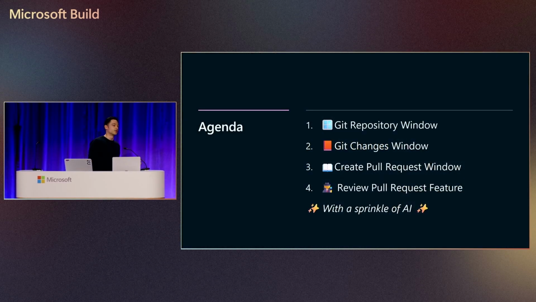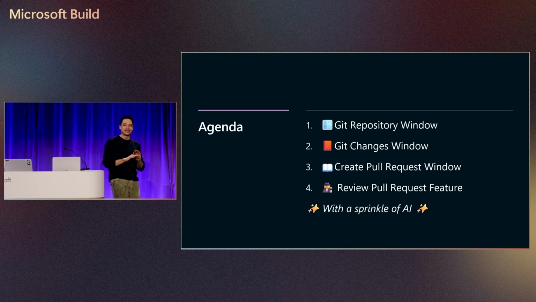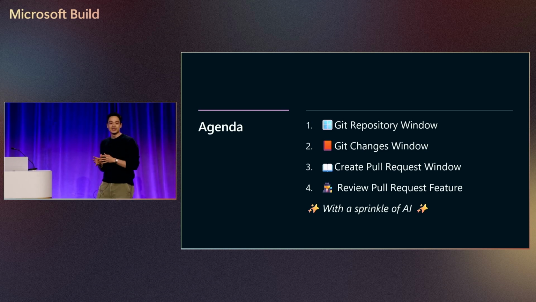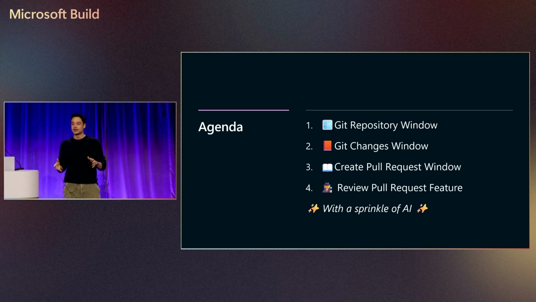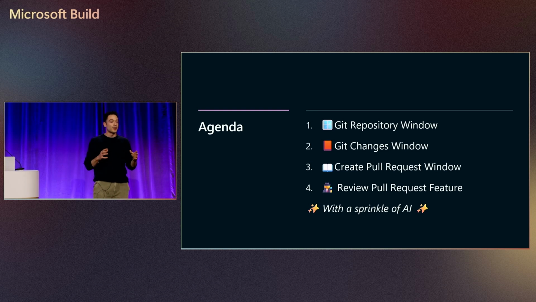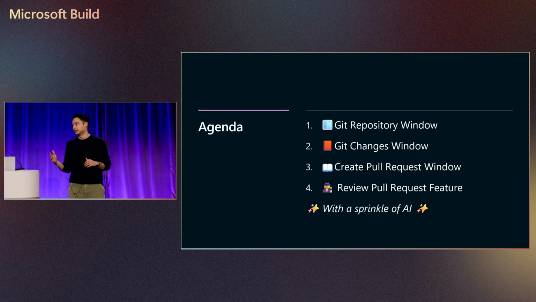Alrighty, so I'm gonna be going over the workflow that I do on my day to day. So some of the concepts I'm gonna be talking about within Visual Studio represent the Git repository window. This is where you're able to see your repository's history locally and also remotely.